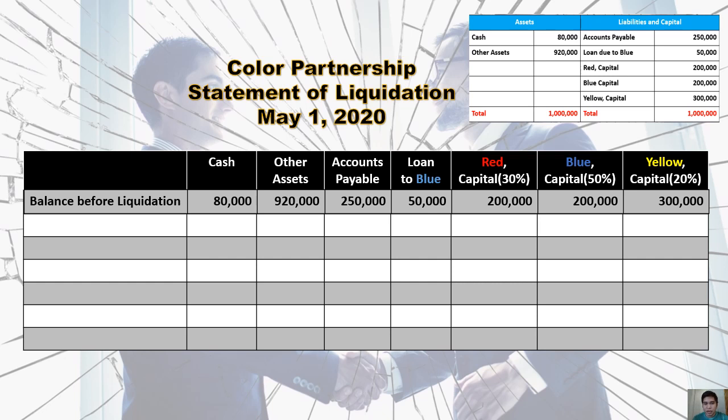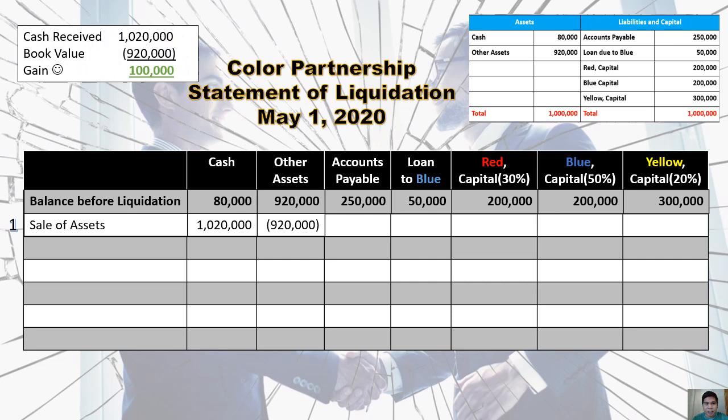So ngayon, gagawa tayo ng statement of partnership liquidation isa-isa. Yung step na pinag-usapan natin kanina, una, sell all non-cash assets. Tapos if ever may gain or loss, i-distribute natin yan sa partners. So pagsamahin na po natin sila sa step 1. Under step 1, meron tayong sale of assets. Sa case natin, ang cash receipt natin is 1,020,000 pesos. However, the book value of other asset is only 920,000. Yung cash received natin 1,020,000 tas book value 920, medyo masaya tayo dyan kasi kumita tayo ng 100,000 pesos. So anong gagawin natin dun sa 100,000 pesos?